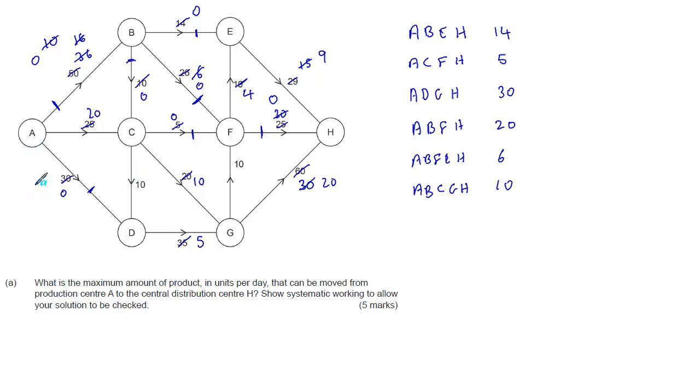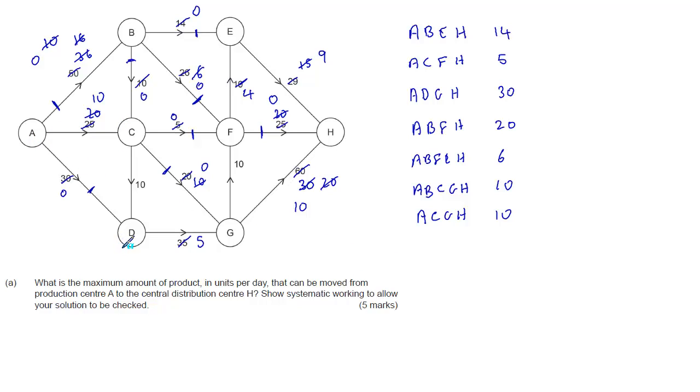What else can we do? We could do A, C, G, H. The smallest is a 10. So that would make this one 10. This one will become 0, and that's now blocked off. And this one would become 10.